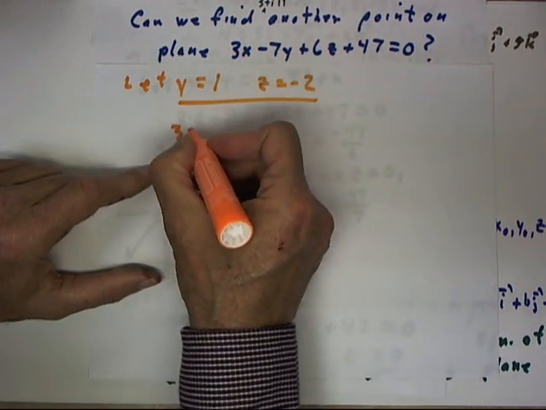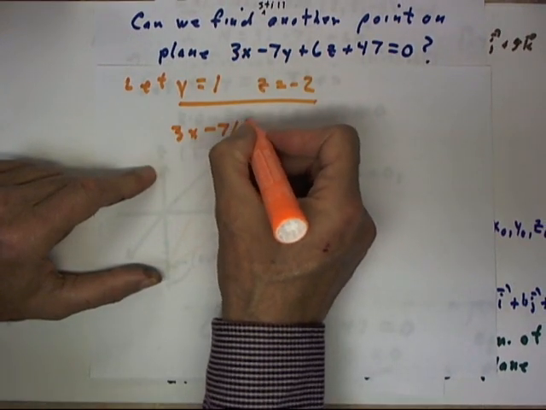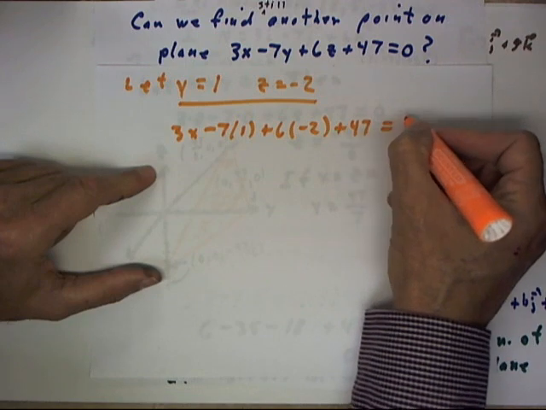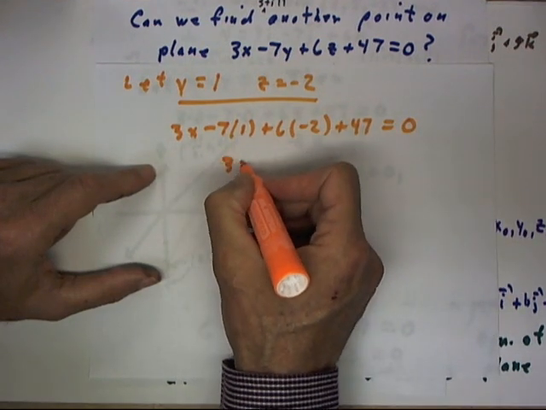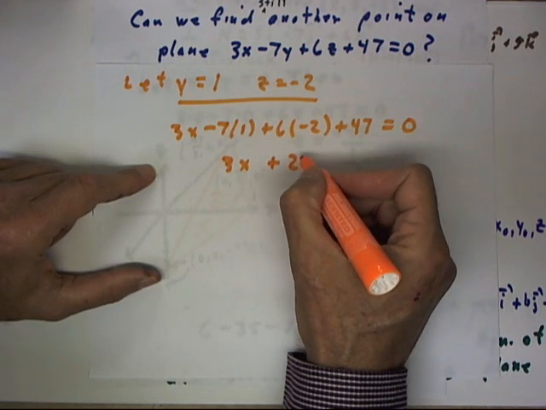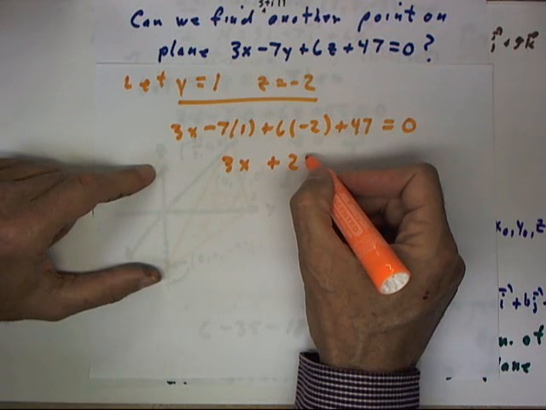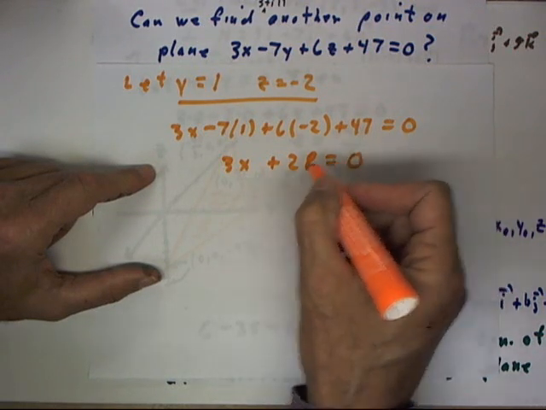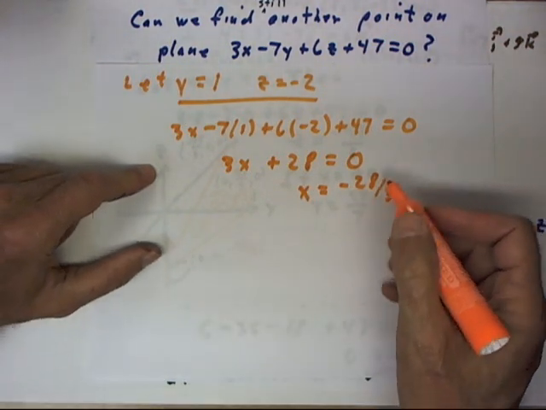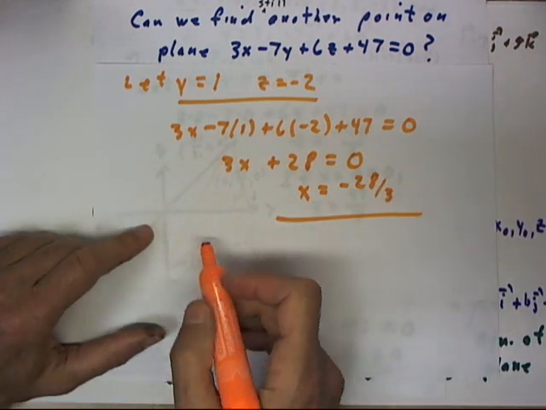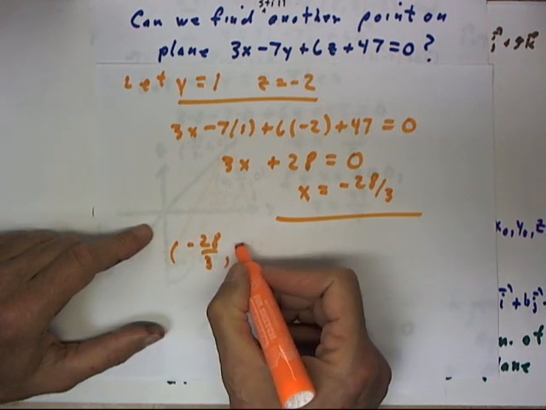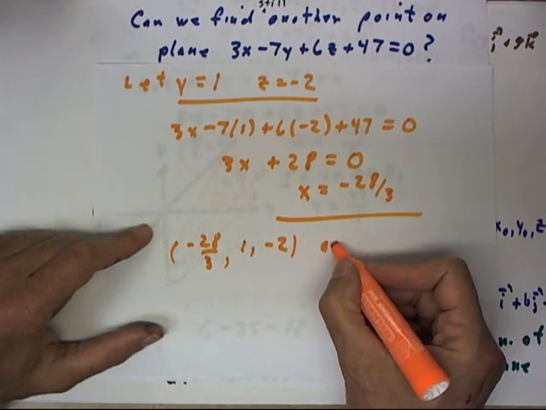Our equation becomes 3x minus 7 times 1 plus 6 times -2 plus 47 equals 0, which becomes 3x. This is going to be minus 7 minus 12, so that's minus 29, and we end up then with 3x plus 28. It just doesn't come out a whole number, equals 0. We get x equals -28/3, about -9 1/3. So now we know that the point -28/3, 1, -2 is on the plane.